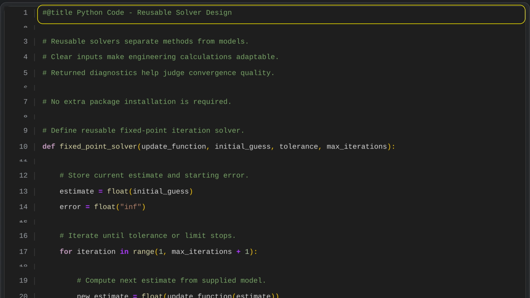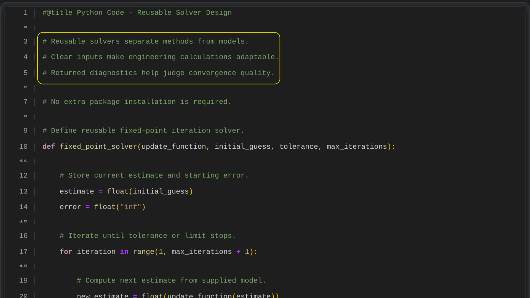Python code, reusable solver design. Reusable solvers keep numerical methods separate from specific models, making engineering calculations easier to adapt. Clear inputs support flexible use, while returned diagnostics help assess how well the solver converged.